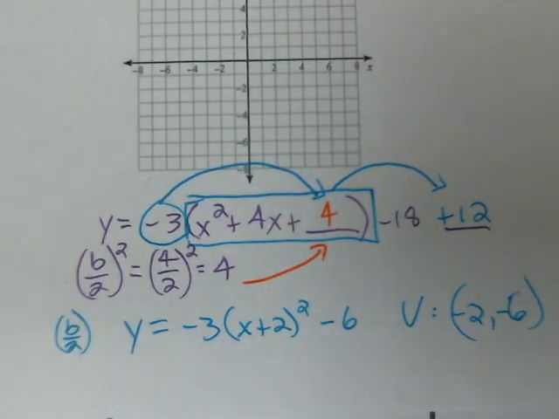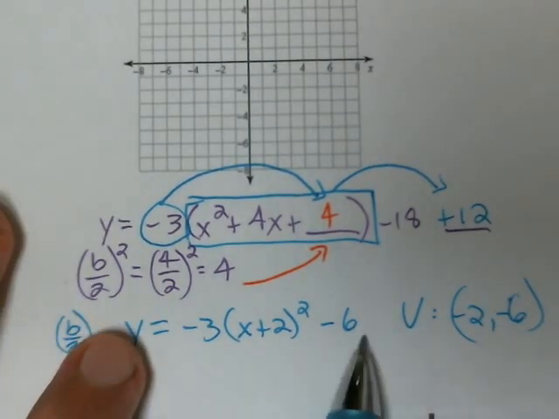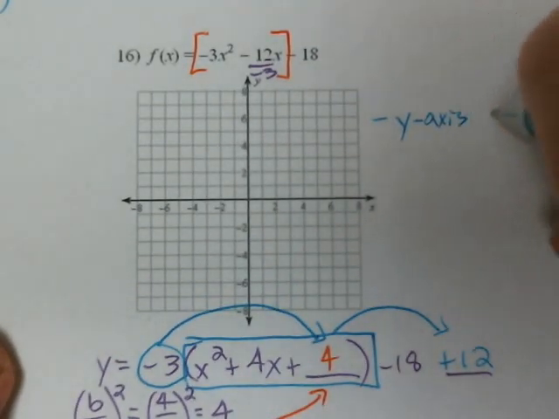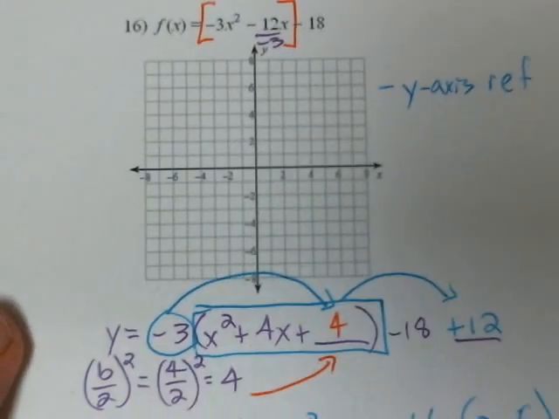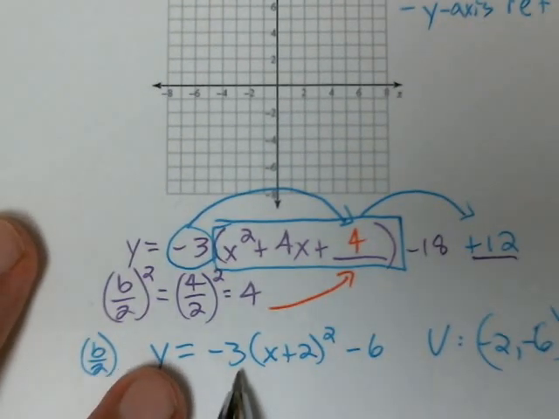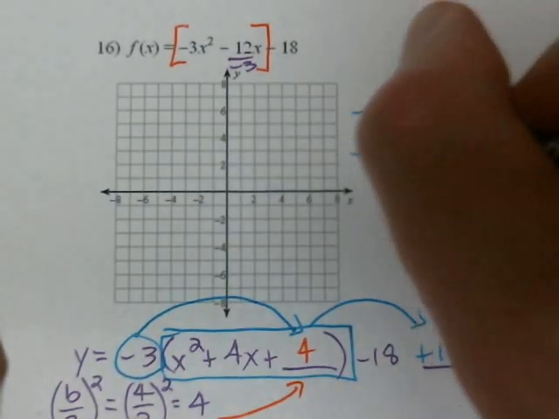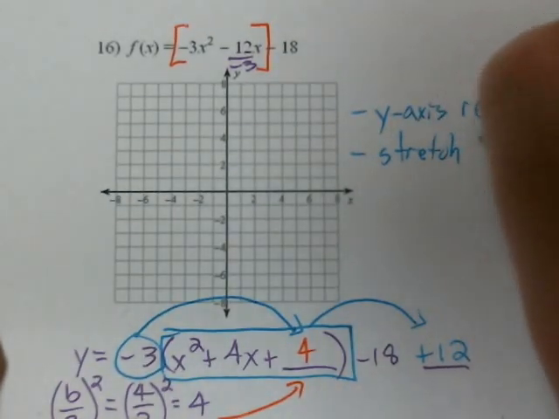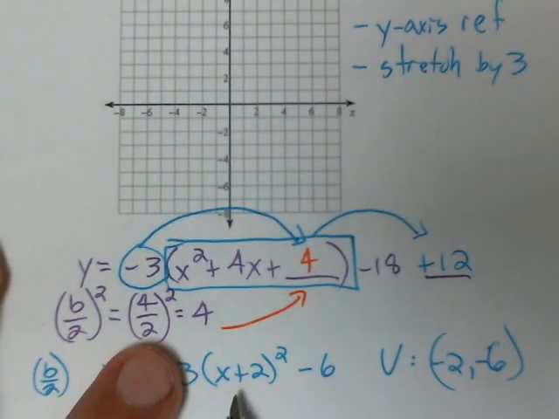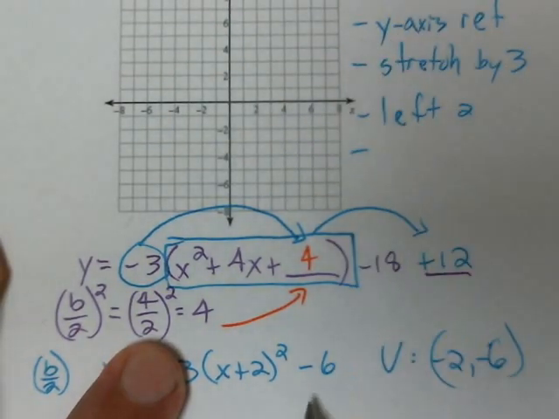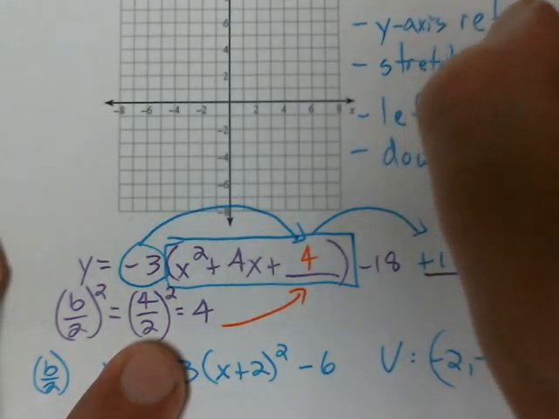Okay. Now what are my transformations? I have all 4 of them here. I have a negative. So I have a y-axis reflection. I do have a stretch here. Again, I'm just looking at the absolute value. That is a stretch by 3. I have a horizontal shift, left 2, and I have a vertical shift, down 6.